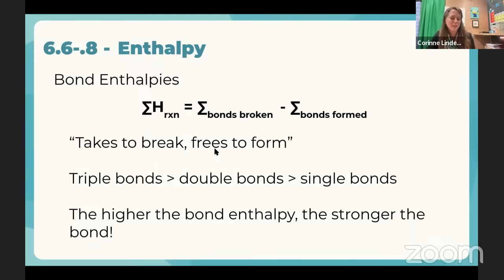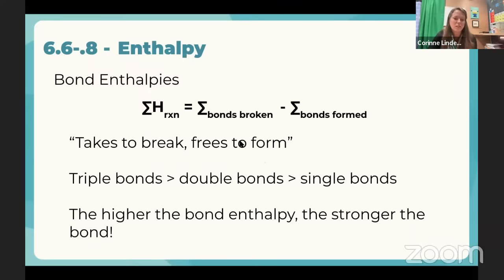When we think about the strength of those bonds, triple bonds are going to be the strongest because they're shorter. Short, strong. As we switch to double, they get slightly longer, and then single bonds are going to be our longest and our least strong. The higher the bond enthalpy, the stronger that bond, and the more energy is going to be required to break it.